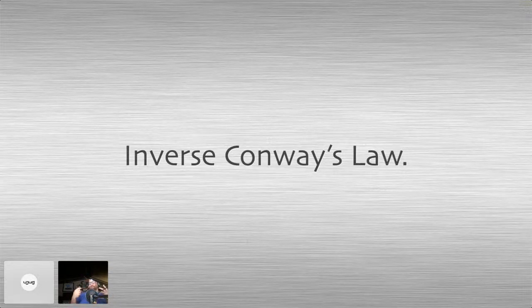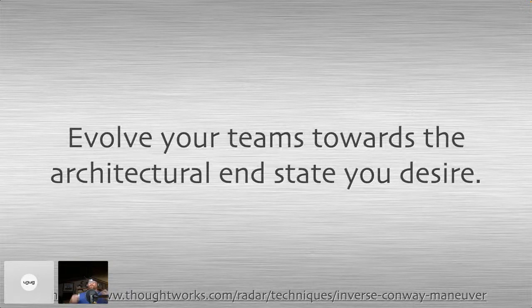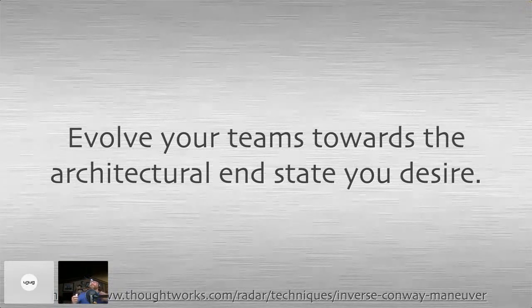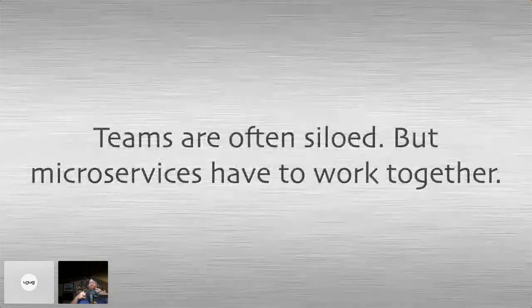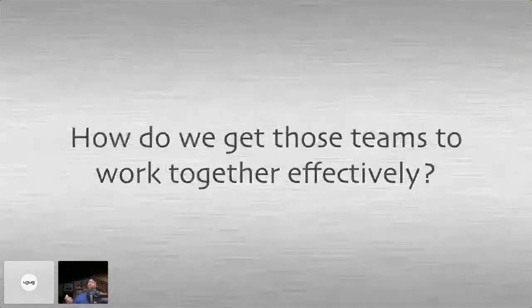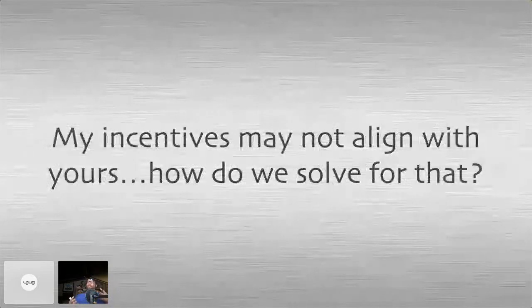This is where the concept of the inverse Conway's law or the inverse Conway maneuver comes in, which says, well, evolve your org structure towards the end state that you're driving at. Now, this also leads to some really interesting outcomes because, geez, my teams are really siloed, but I need the microservices to work together. I mean, one microservice by definition cannot solve everything I'm trying to do here. So how do I get everybody to work effectively together, especially if our incentives don't align? How do I fix that?